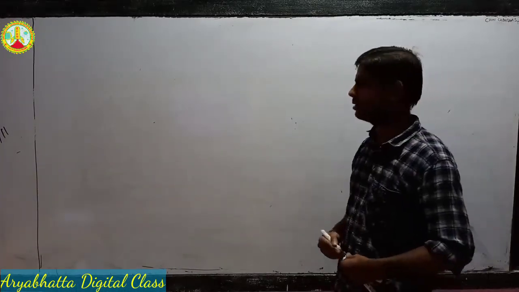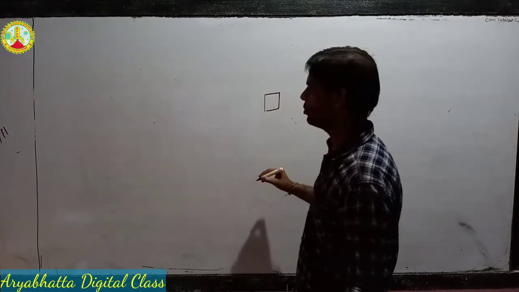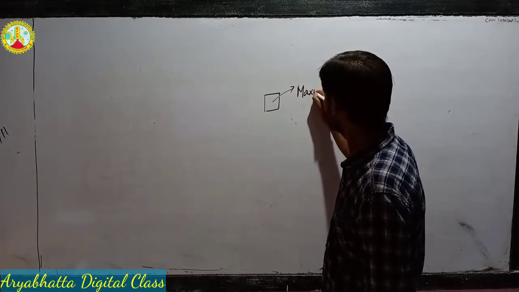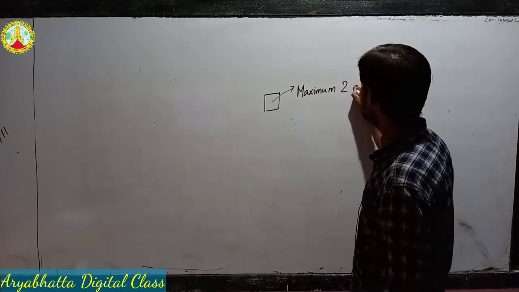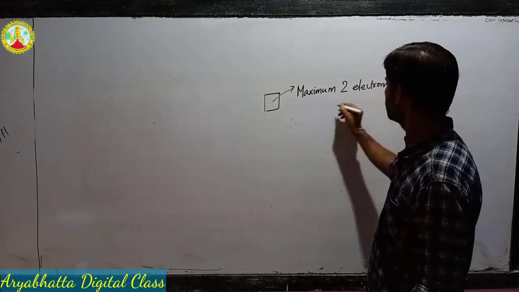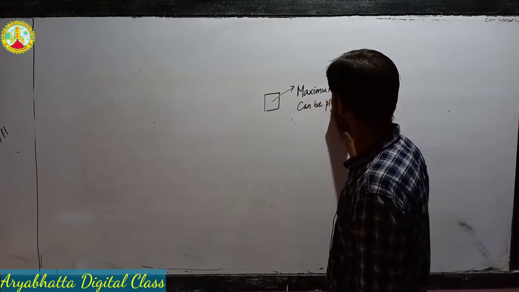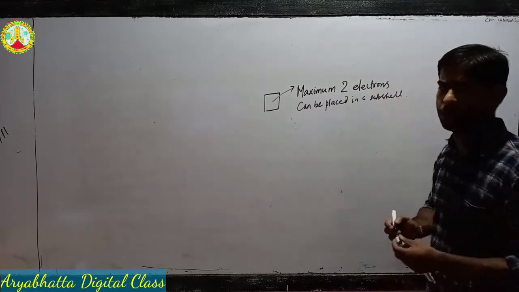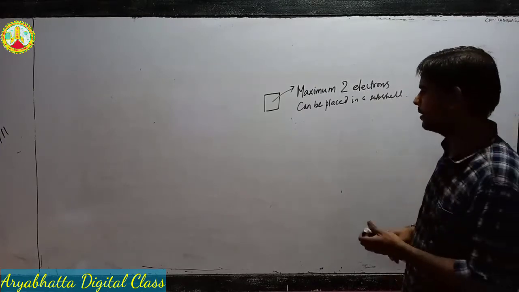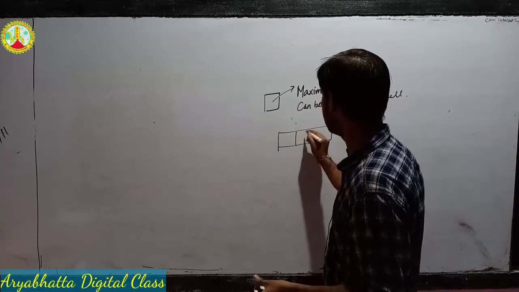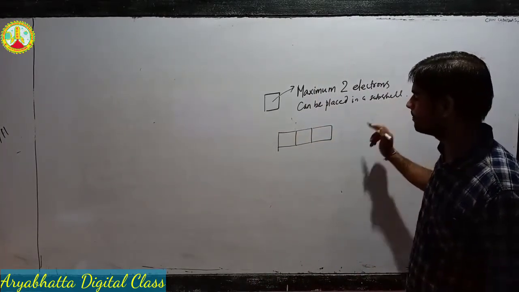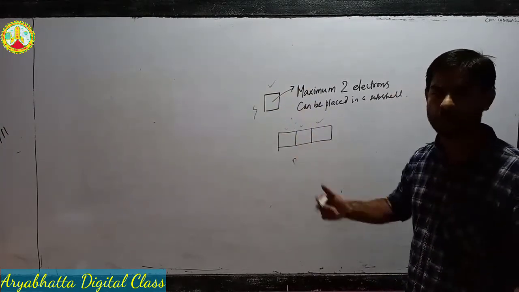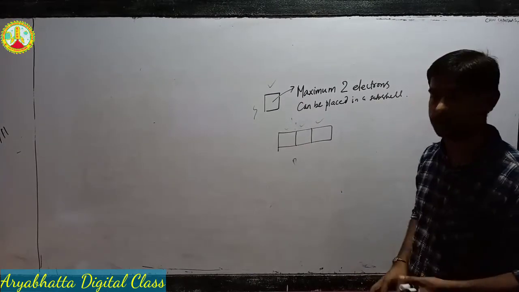And one more thing you must know, about the boxes that I was talking about, a single box, that means subshell. Maximum 2 electrons can be placed in a subshell. That means in any subshell, whether it is p, s or anything, like in p we have 3 subshells. Now I'm not talking about the orbital, I'm talking about subshell, mind it. So p has 3 boxes, s has only 1 box. So each box will contain 2 electrons, can take up to 2 electrons.